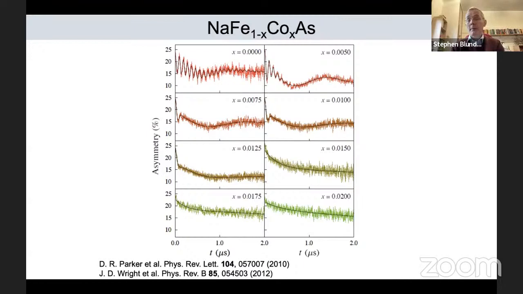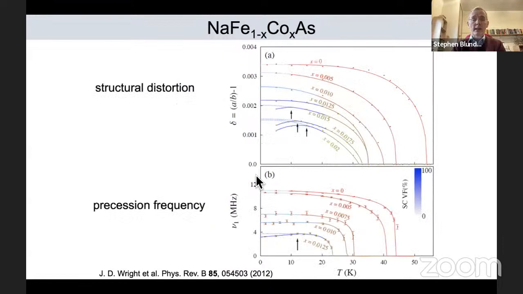These are some plots for sodium iron arsenide doped with cobalt. This is magnetic when you have no doping, but as you dope, you get rid of this magnetic phase. And you can see here there are two frequencies. There's a fast frequency and a slow frequency. And as you dope, you get rid of those frequencies. So you can use this to follow the magnetism. So this is showing you the precession frequency as a function of doping and temperature.